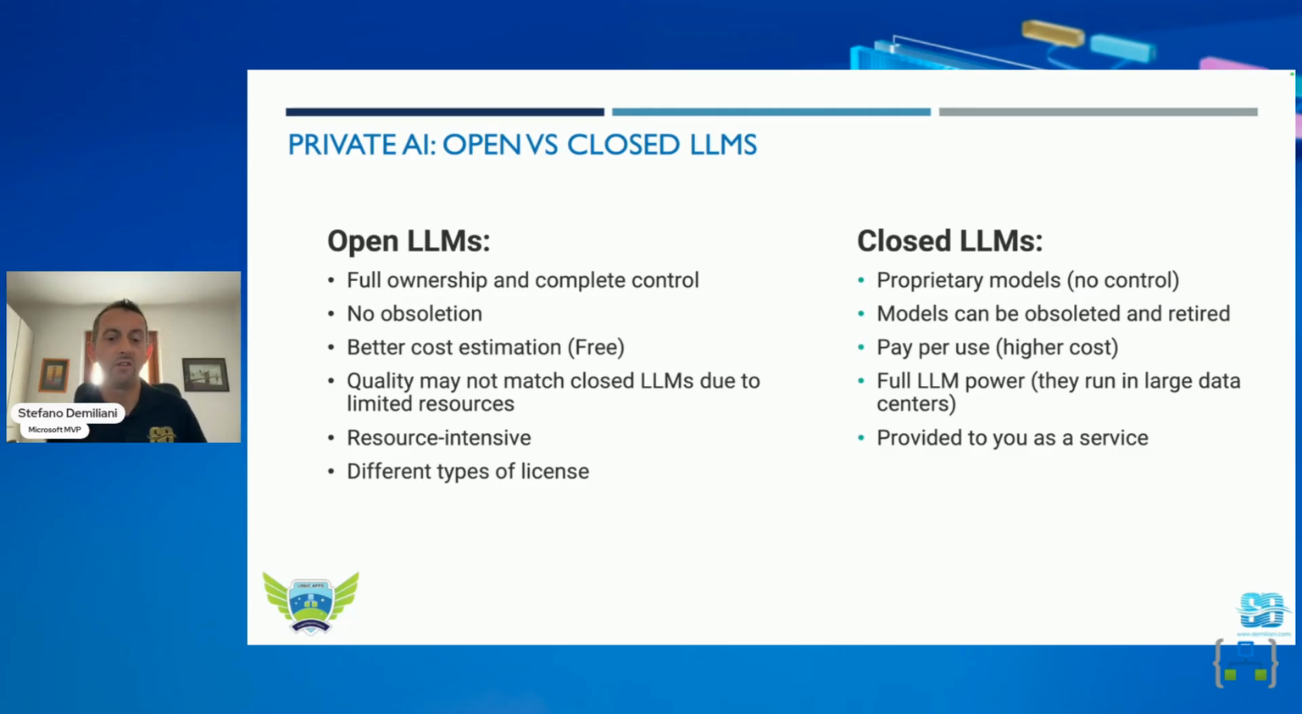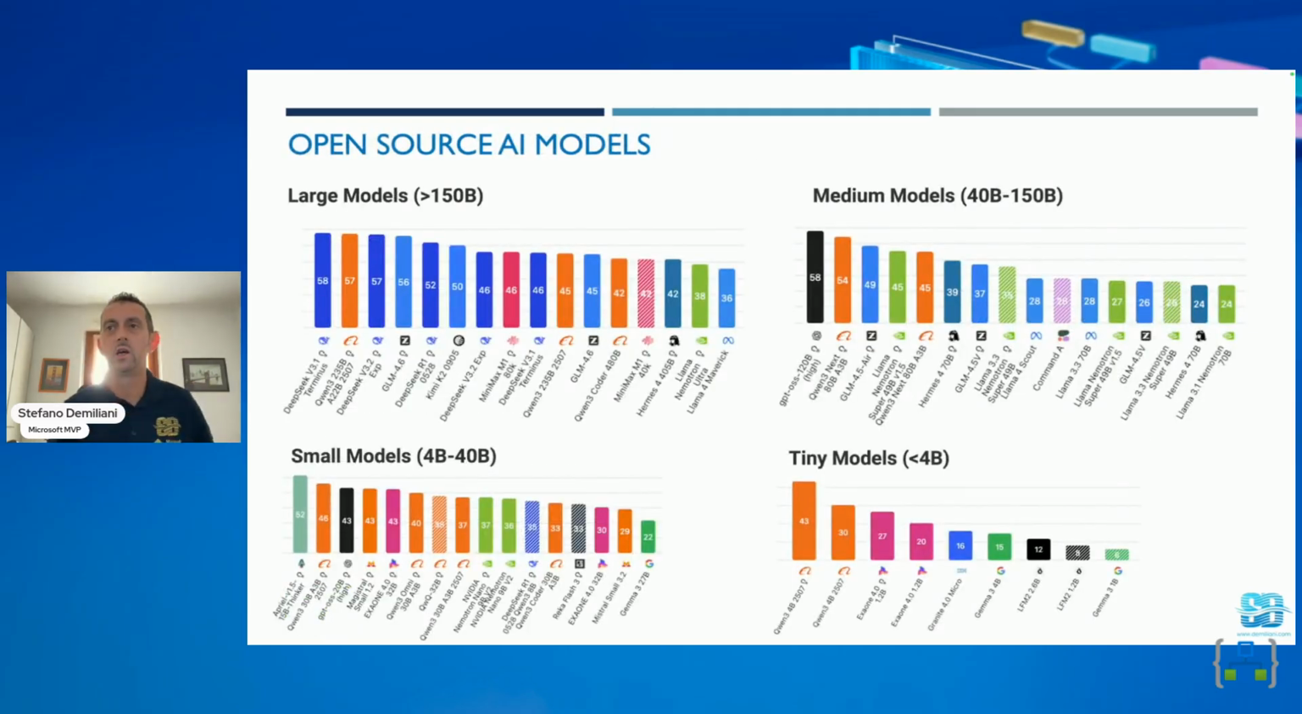Open LLMs are really emerging models. And here I've put the actual overview of the open source AI models in the world. These open source AI models are usually divided into 4 main categories. The large models. Large models are open source models that usually have more than 150 billion parameters. And these are the main models in terms of intelligence, as you can see in the chart. And these are all models that you can host by yourself. Then there are medium models. Medium models are from 40 billion parameters to 150. Then small models and tiny models.